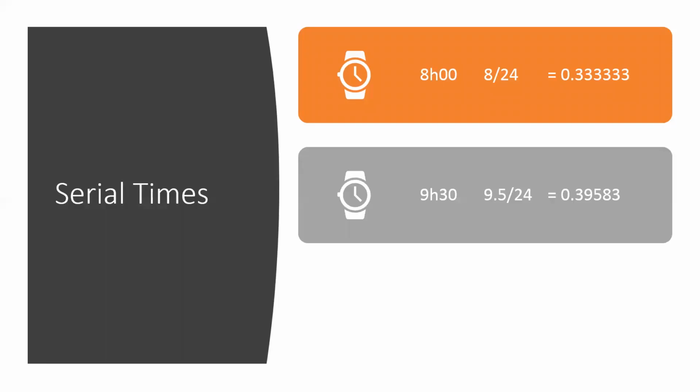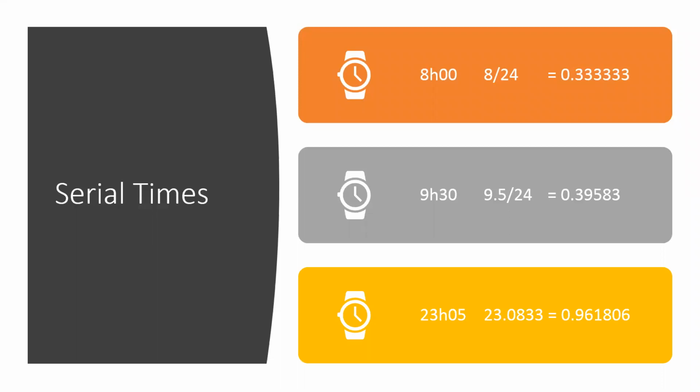If someone arrived at the office at 9:30, I'd have to convert the 30 minutes into hours first. 30 divided by 60 gives me 0.5 hours. So 9.5 hours divided by 24 hours means they arrived at the office, if I use the serial time, at 0.39583.